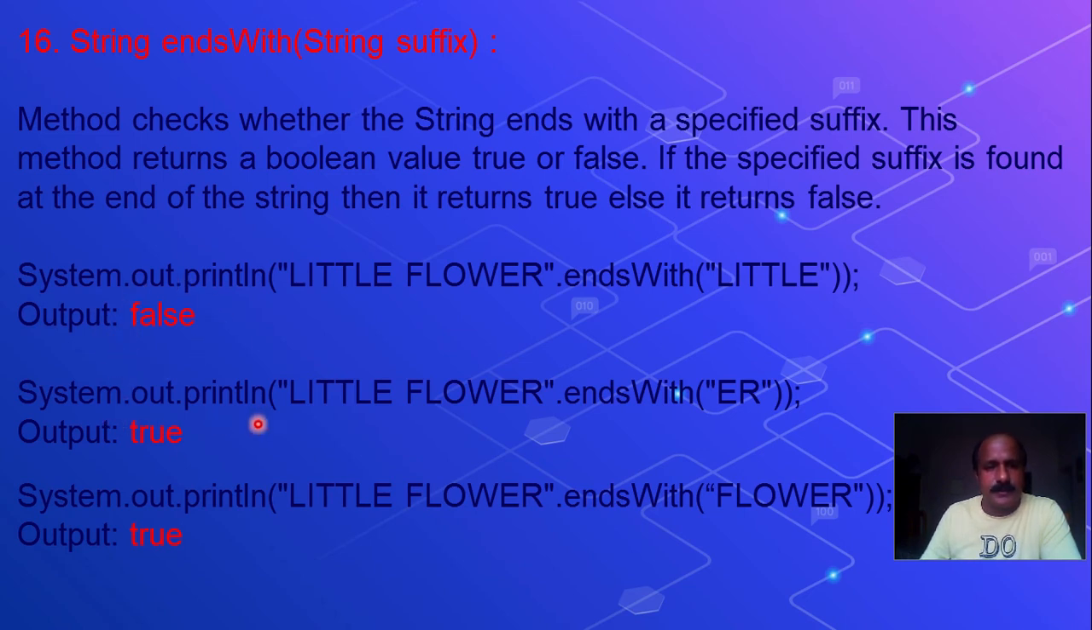Now next, little flower dot endsWith ER. Is it ending with ER? Yes. So what will be returned? True will be returned. Now System.out.println little flower dot endsWith flower. Does it end with flower? Yes, it ends with flower. That's why true will be returned. And remember, this is a case sensitive function. In place of this ER, if you give ER in small letters, then false will be returned.